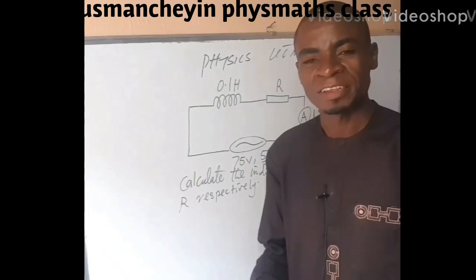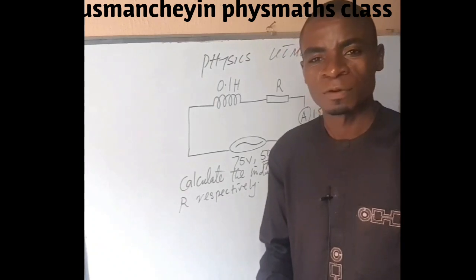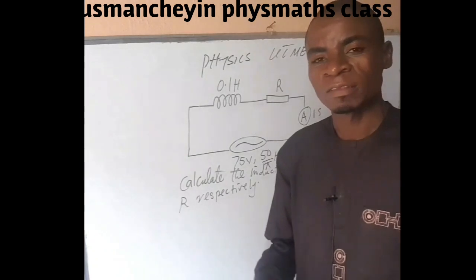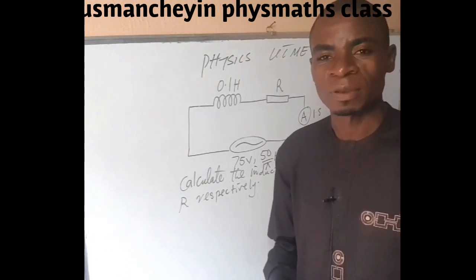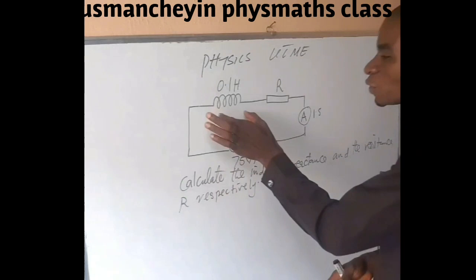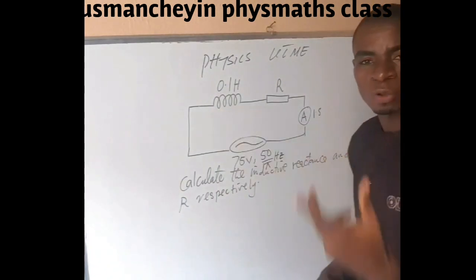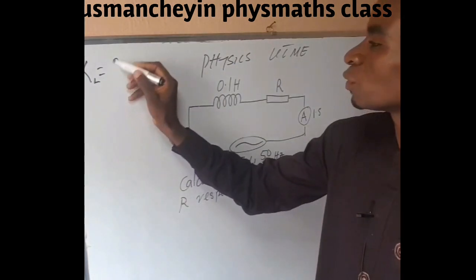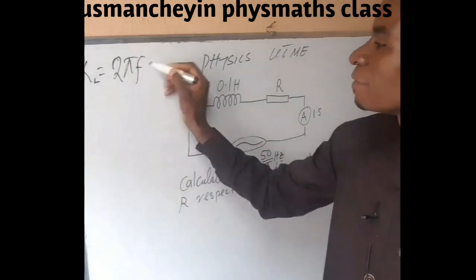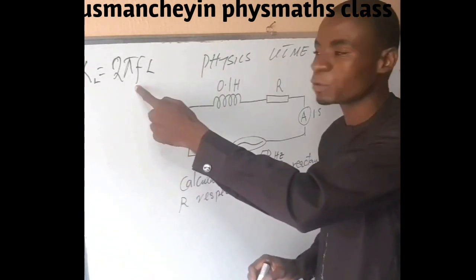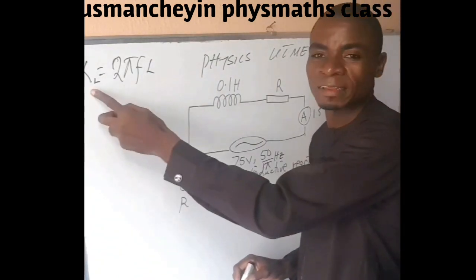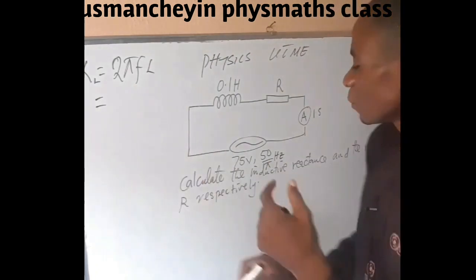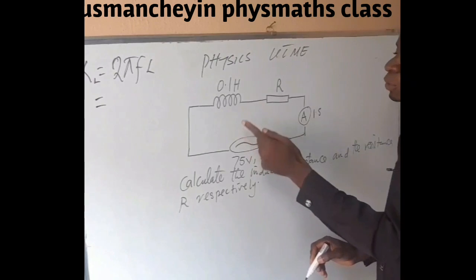In our tutorial today, I shall provide a solution to the problem before us. We are asked to calculate the inductive reactance and the resistance R in this very particular circuit. Now, for us to calculate the inductive reactance, we have to recall the formula, and the formula is XL equal to 2 pi FL, where F is the frequency, L is the inductor, and XL is the inductive reactance. So we quickly fall back to the diagram to obtain our frequency.